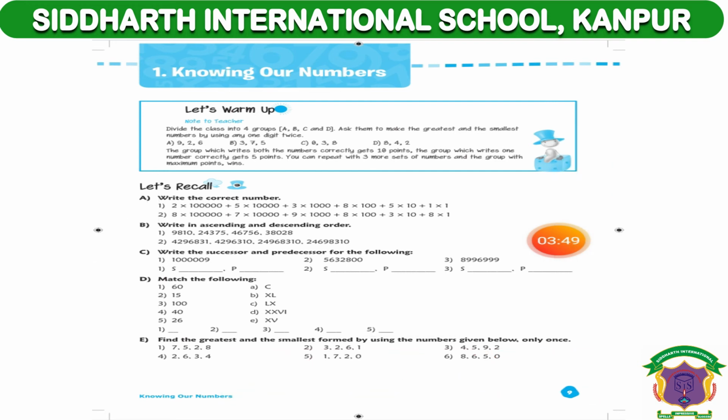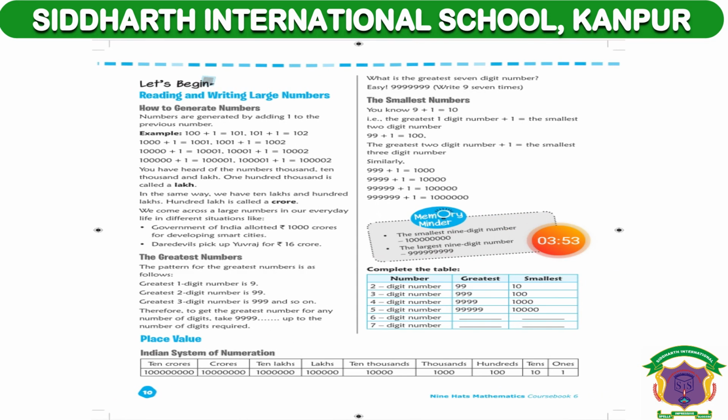Now let's begin. ये तो भाई छोटे छोटे बच्चों वाली बात थी. अब हम लोग 6 में आ गए हैं, बड़े हो गए हैं. We'll play with bigger numbers. Okay, let's start. So our first topic is how to generate numbers. What is generating children? It means how to make numbers. So we'll study how to make numbers.